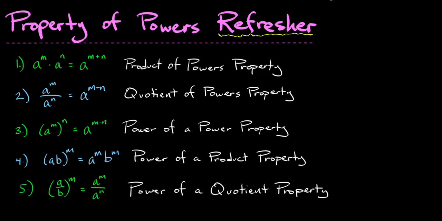Yeah, Bryce. Product of powers property turns into a to the m plus n, right? Yes. So if you have two of the same bases being multiplied, you can add their powers together. What's the third one say? If you have a number to a power, and that's taken to a power, then you can multiply their powers. So it says m times n. So a power to a power, you multiply.